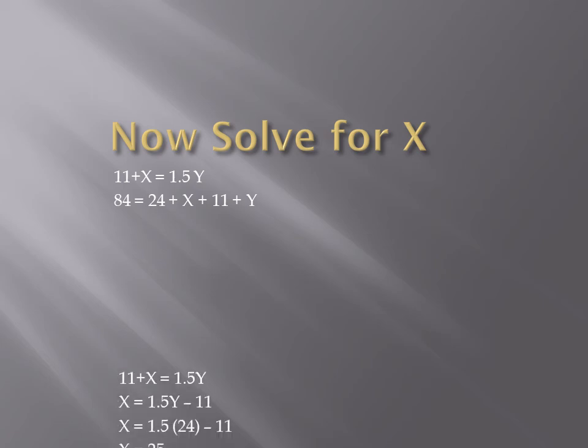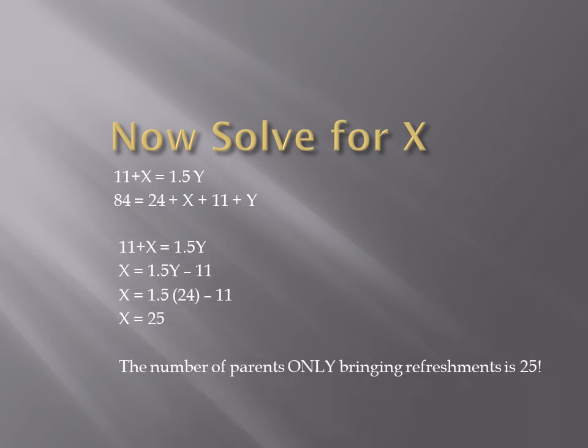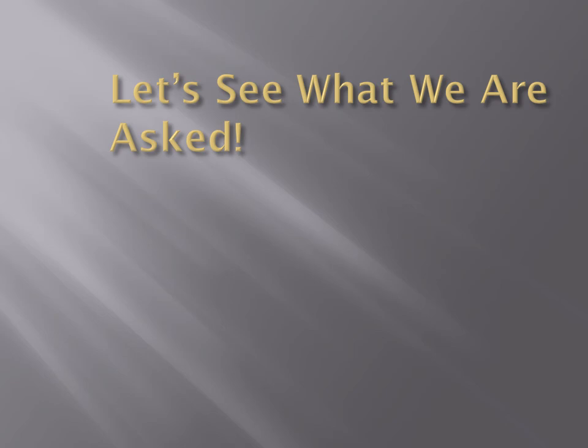Now we're going to go back to our equation and solve for X. If we use 11 plus X equals 1.5Y, and we then set X equal to 1.5Y minus 11, we know Y is 24, and we solve that algebraically, we get X equals 25. Again, don't assume that 25 is the answer you're looking for. In this case, we've now solved for the number of parents only bringing refreshments. That's 25.